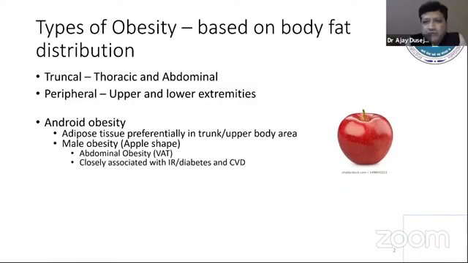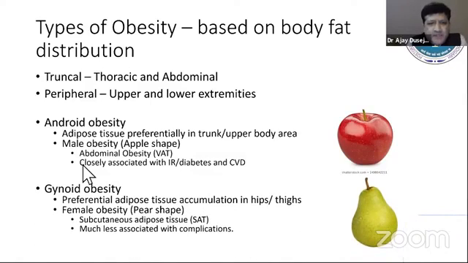Also, if you go back to the history, people did divide obesity into what they called male obesity, typically the apple-shaped kind of obesity, also known as android obesity, which has been very closely linked to insulin resistance, diabetes, and cardiovascular disease. And probably now we know that this is more of an abdominal kind of obesity, and we'll discuss more on this.